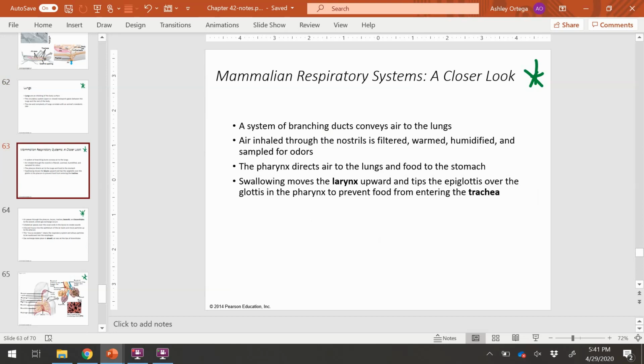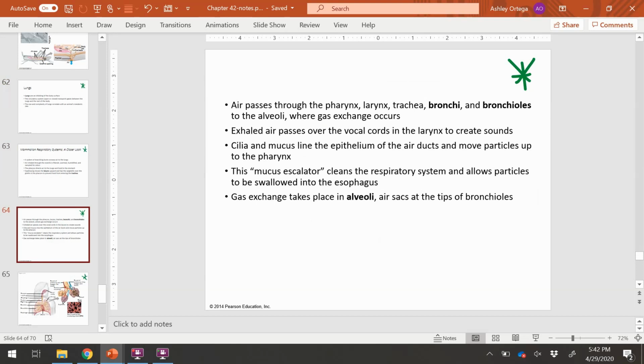So the larynx region is the region that has the epiglottis. The epiglottis will be up to lead air to the trachea, whereas it will be down to swallow food into the esophagus. As air passes through the pharynx, the larynx, and the trachea, it then goes to tubes called bronchi and then bronchioles. From bronchioles, it'll go to the alveoli, the sacs where gas exchange occurs.